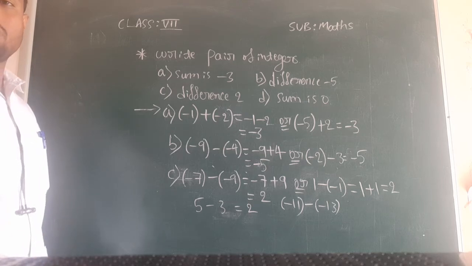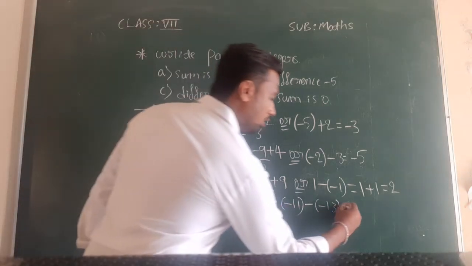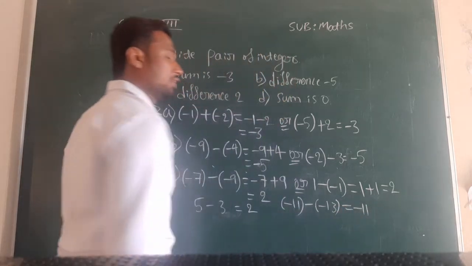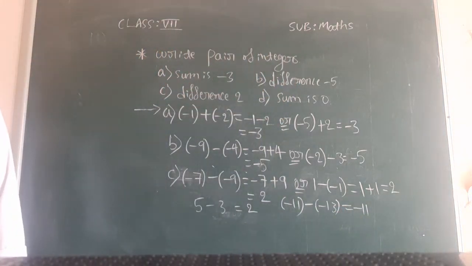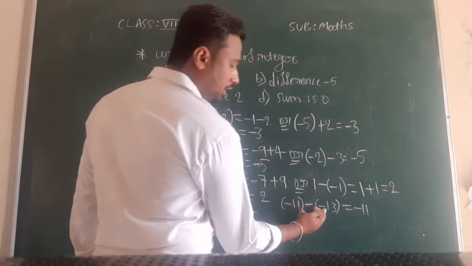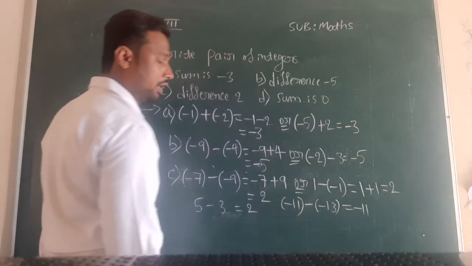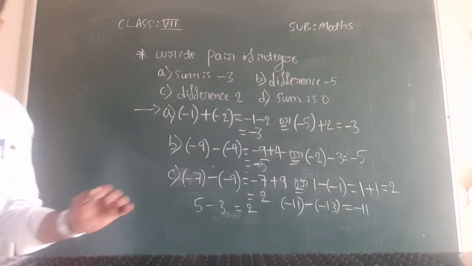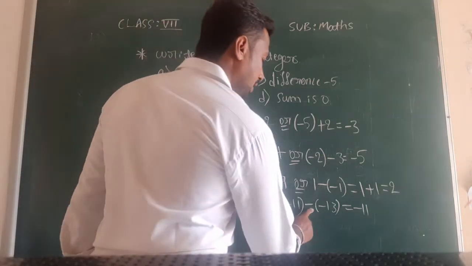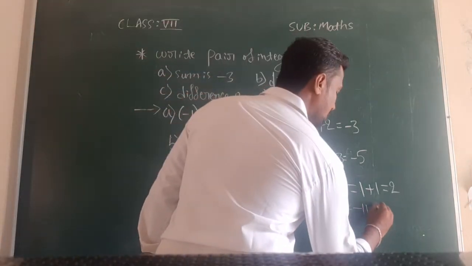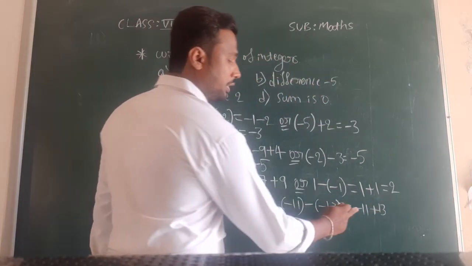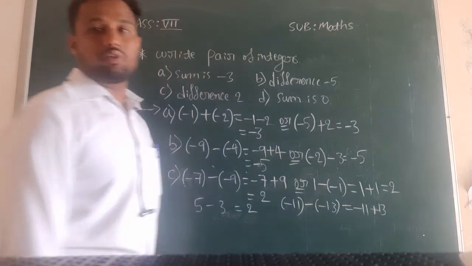Now start removing bracket. So minus 11, outside the bracket there is no value, therefore there is no sign, therefore minus 11 I will write it as it is. Next, while removing the bracket minus 13, outside this bracket we have minus, therefore we have to multiply with minus. So minus into minus plus, so plus 13 we will get. So minus 11 plus 13 means what we will get?